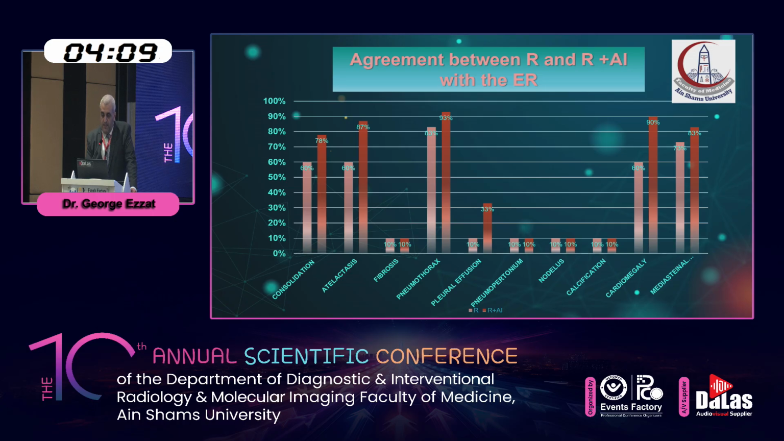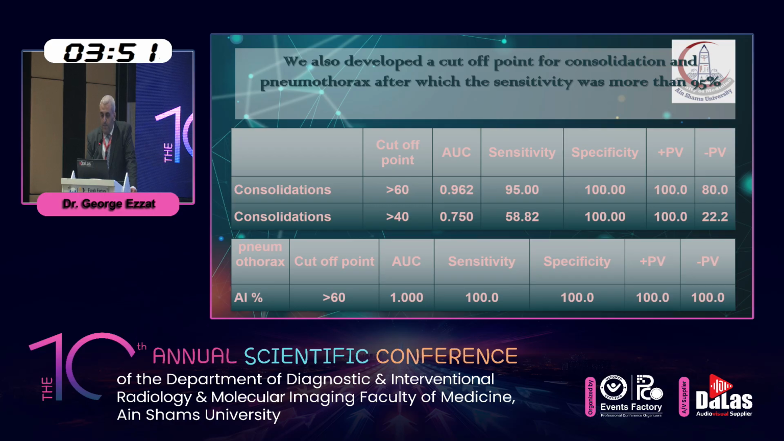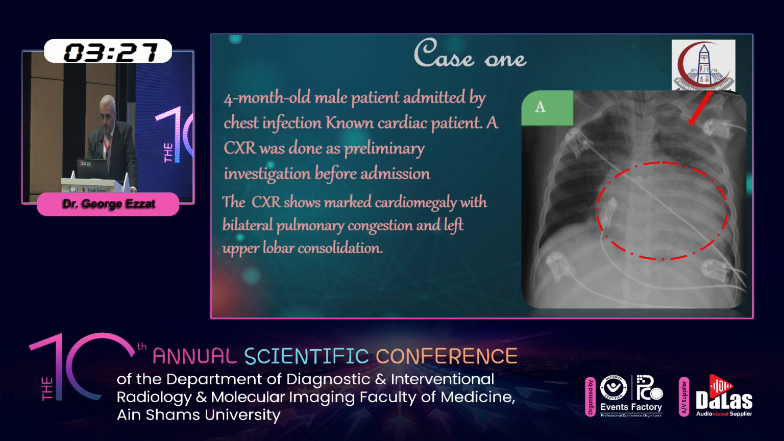There was also an increase in the degree of agreement between the resident and the consultant radiologist after the use of AI. Also, the mean time for interpretation of each study was significantly reduced after using the AI software. And finally, we came up with a proposed cutoff point for the probability score for this software, after which we can diagnose the abnormality. We proposed over 60% as a cutoff value for diagnosis of consolidations using the AI software.